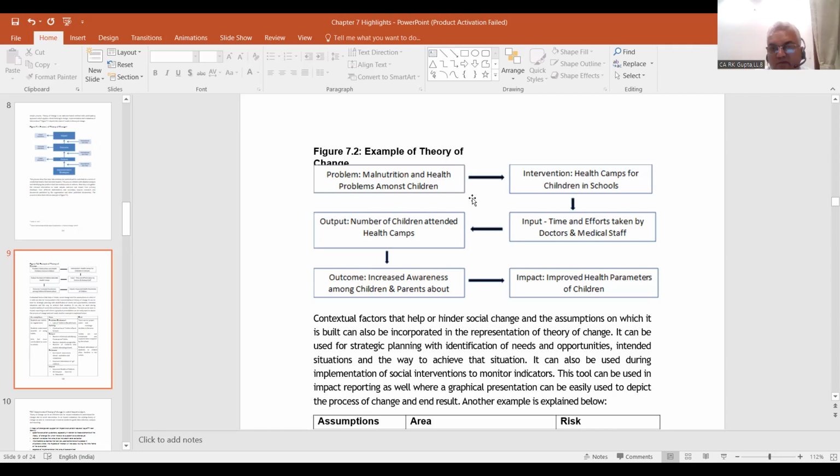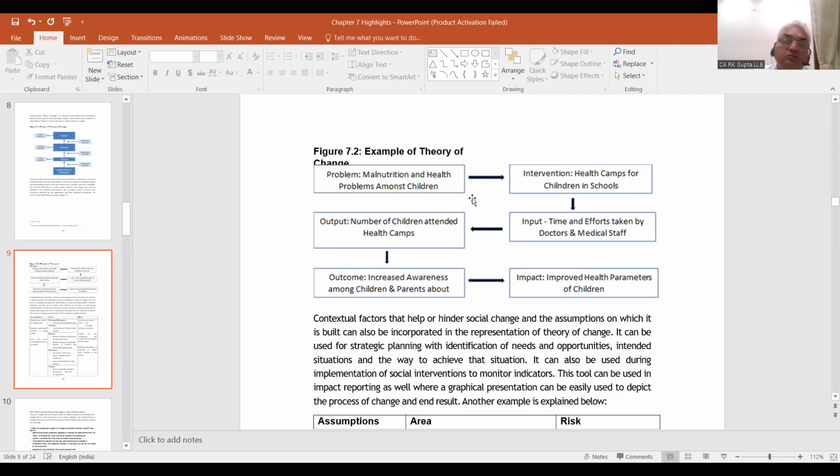So there is a problem, malnutrition and health problems amongst children. So you do some sort of social intervention by organizing health camps for children in schools. You deploy your doctors and medical staff. So that is the input. Input is the time and efforts taken by the doctors and medical staff. And the output is the number of children who attended the health camps.